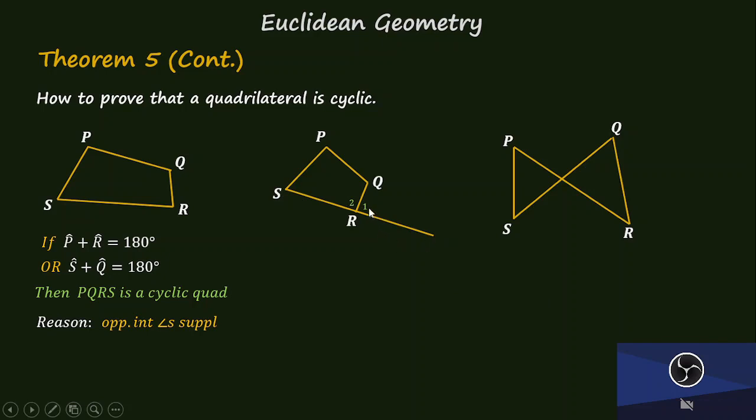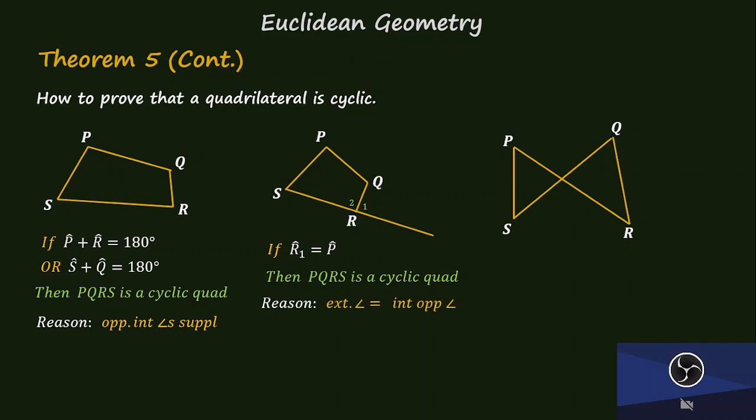If you can show that R1 equals P, if you can show that an exterior angle equals the interior opposite angle, then you would have proven that that particular shape is a cyclic quad. You only have to prove one of that. You either prove that the opposite angles are supplementary, or you prove that an exterior angle equals the opposite interior angle. Then you can say, okay, therefore PQRS is a cyclic quad, and give a reason. The reason is that the exterior angle equals the interior opposite angle, right?